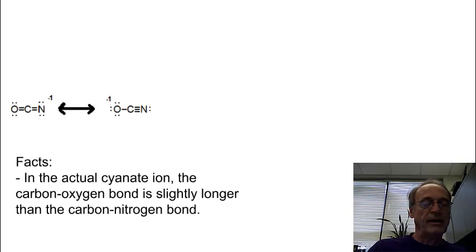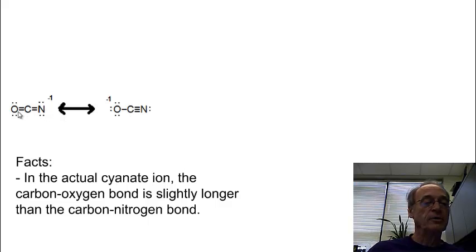So here are some facts about the cyanate ion. The carbon-oxygen bond is slightly longer than the carbon-nitrogen bond. So what does that mean? Well, notice that in this resonance structure, the two bonds would be about the same length because they're both double bonds. In this structure, the oxygen bond to the carbon would be considerably longer than the nitrogen bond to the carbon, because generally single bonds are longer, double bonds are in the middle, and triple bonds are shorter. So this would have one very short and one very long bond. This would have two equal length bonds. In fact, the carbon-oxygen bond is slightly longer than the carbon-nitrogen bond, but not much. And that's because it's actually a hybrid of these two.